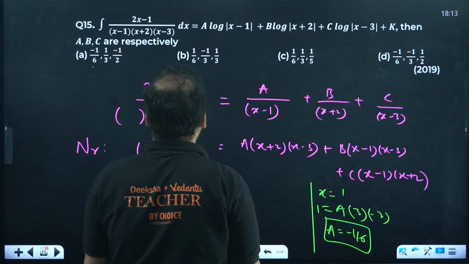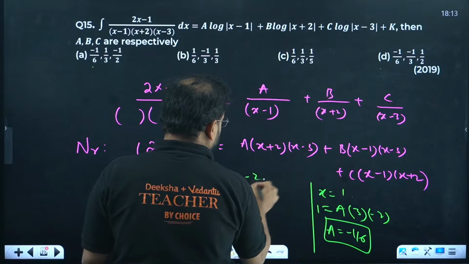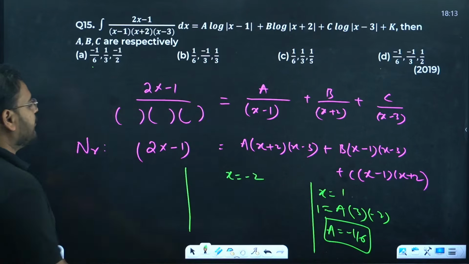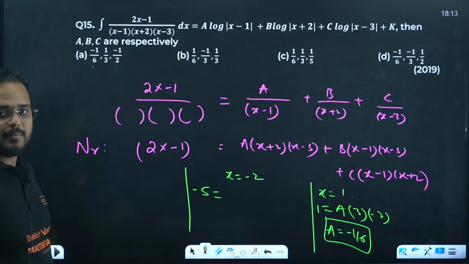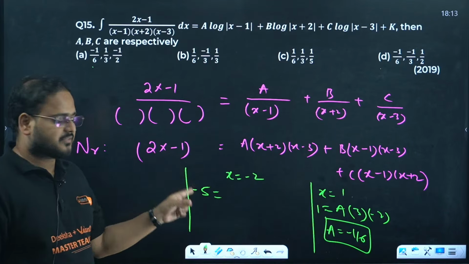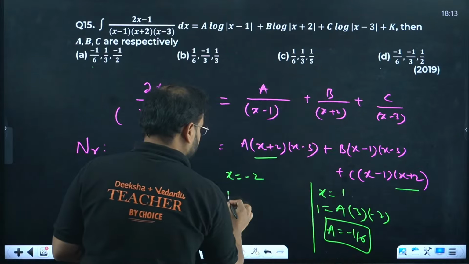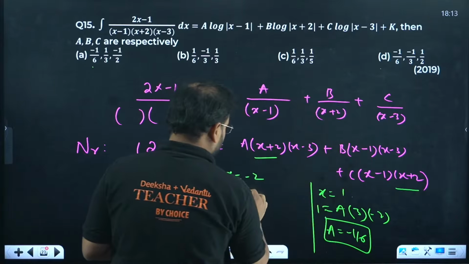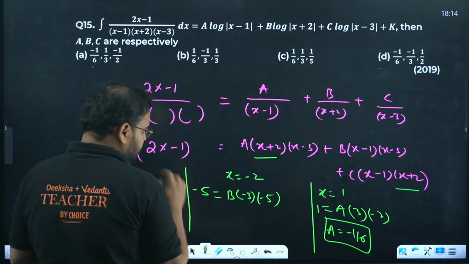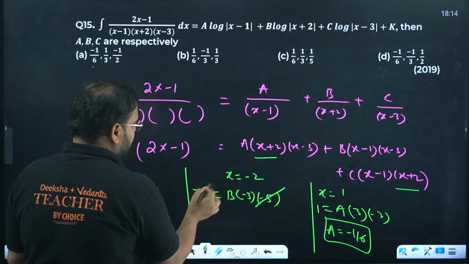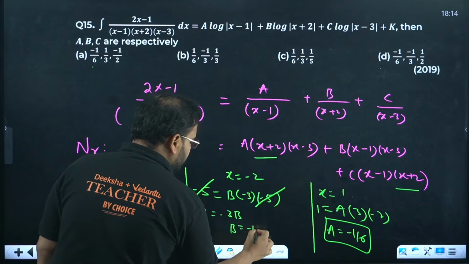Let's go with the next option, which is how much? X value is minus 2. Over here we'll have minus 2 into 2 is minus 4, minus 1 is minus 5, LHS side. RHS side, this will be 0. This will also be 0. Over here only we have b term left. Minus 2 minus 1 is minus 3, and minus 2 minus 3 is minus 5. Okay, yes, so minus 5 and minus 5 cancels. We have 1 equal to minus 3b, so clearly b is equal to minus 1 by 3.